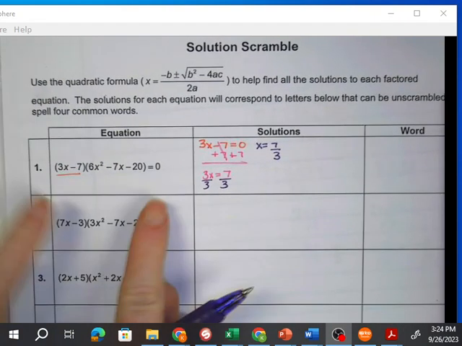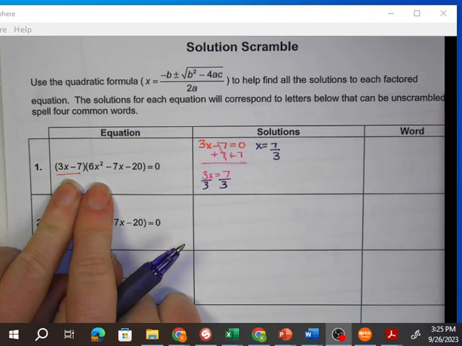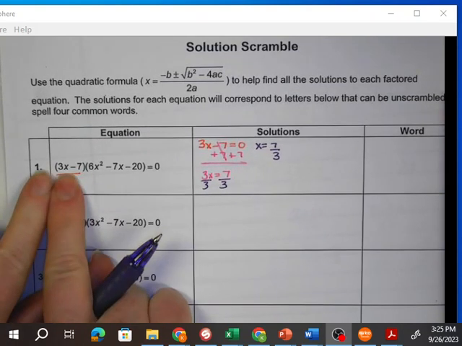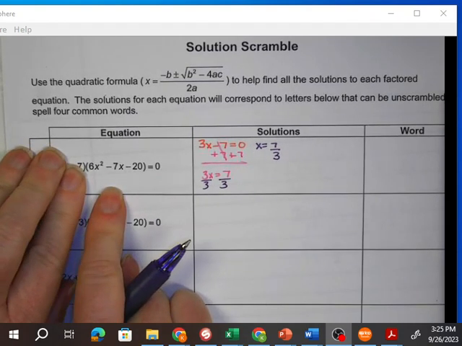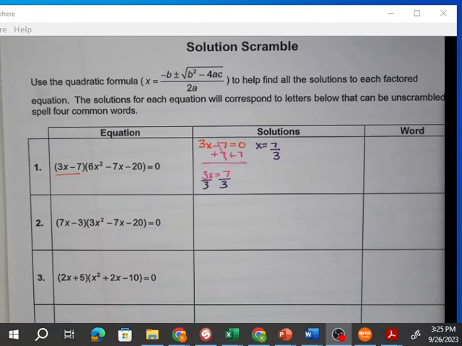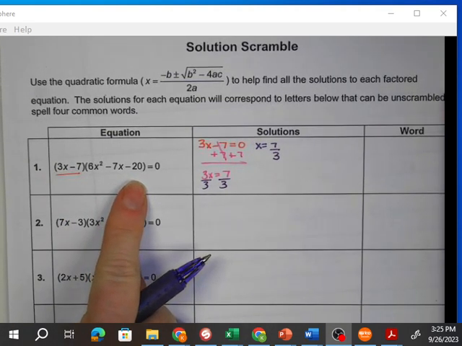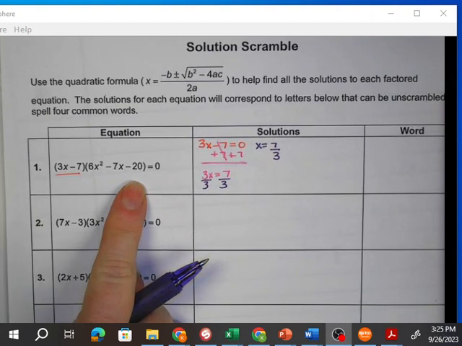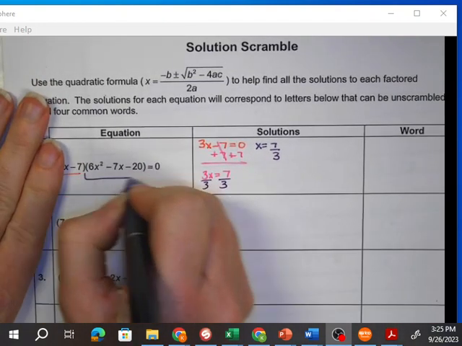If I look at this equation, how many solutions should I have? You should have 3. 1 for this linear piece and 2 for this quadratic piece. Whatever your degree is when it's in standard form, which if I multiplied this all out, it would be cubic, I should have 3 solutions. So I only found one of them. I found x equals 7/3. So now I need to find the solutions for this piece.